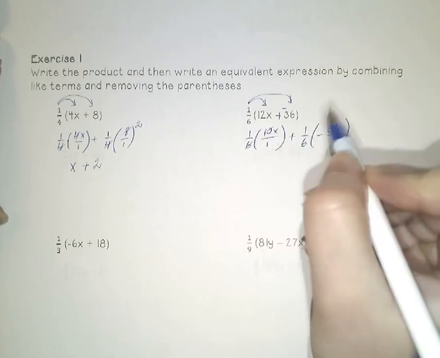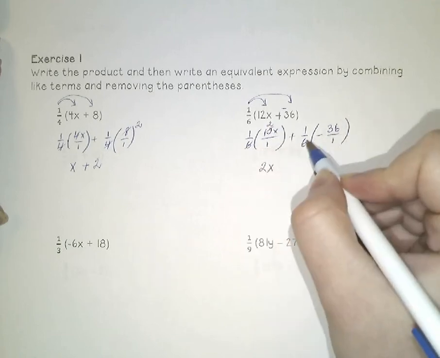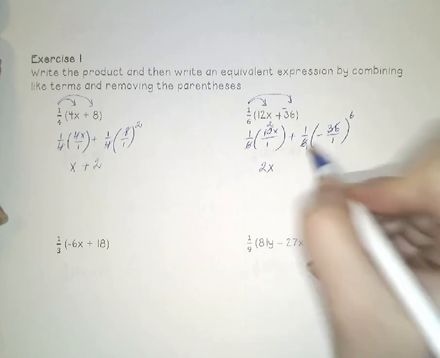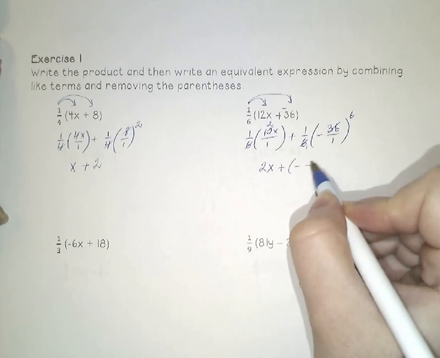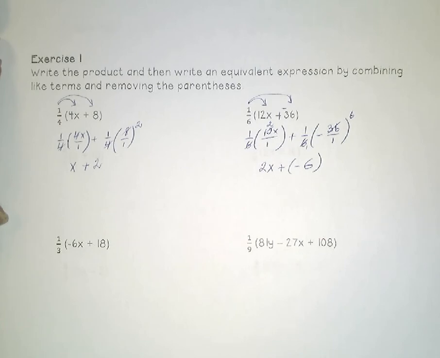12 and 6 can get simplified. We will have 2x remaining. And 6 and negative 36 can be simplified, and you will have 6 here, 1 here. So you will get plus negative 6. 2x plus negative 6. There is nothing I can add together.